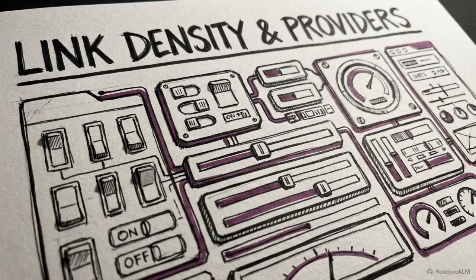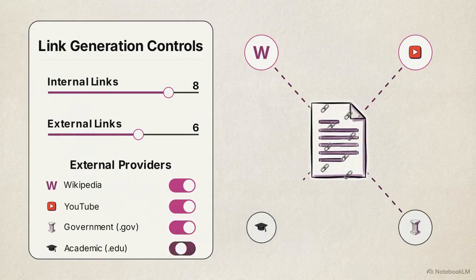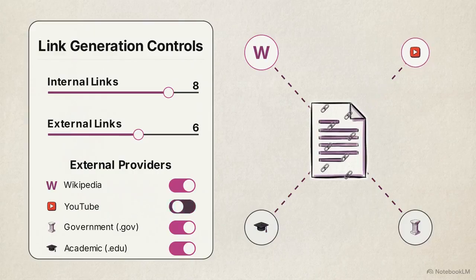With the connection established, return to the Cloud dashboard to define the operational boundaries for the AI scanner. Control link density for every post. Adjust sliders to set the minimum and maximum internal and external links, up to 10 each. You can also toggle providers to include or exclude external sources like Wikipedia, YouTube, or government databases.